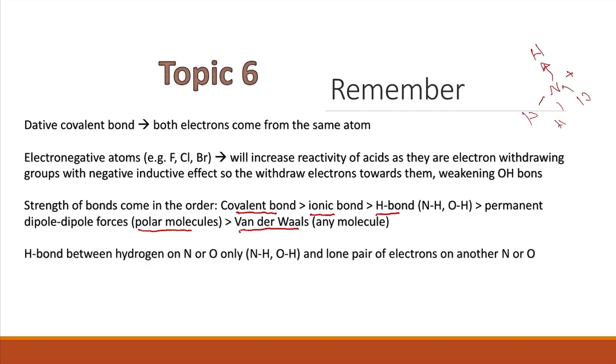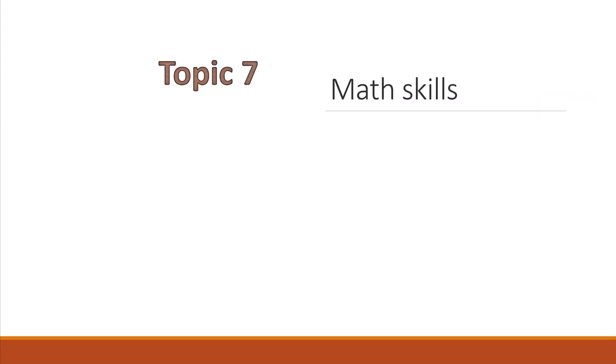Remember that hydrogen bonding is formed between a hydrogen on nitrogen or oxygen only, so you must have an NH or OH for hydrogen bonding to take place, and a lone pair of electrons on another nitrogen or oxygen. The other nitrogen or oxygen doesn't have to have a hydrogen atom. It can be like a carbonyl group like this one. So you're going to have hydrogen bonding between this hydrogen and this lone pair, and it's drawn as dots like this. This is called hydrogen bonding.